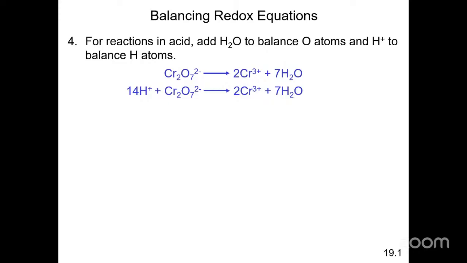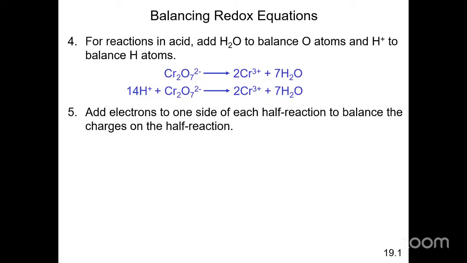The next step, and this is a step where students tend to mess things up, is to balance the charges, right? In other words, we need to ensure that the number of charges on both sides is the same. So the question is, how do we balance the charges? We balance the charges by adding electrons to one side of the equation so as to achieve that charge balance, right?